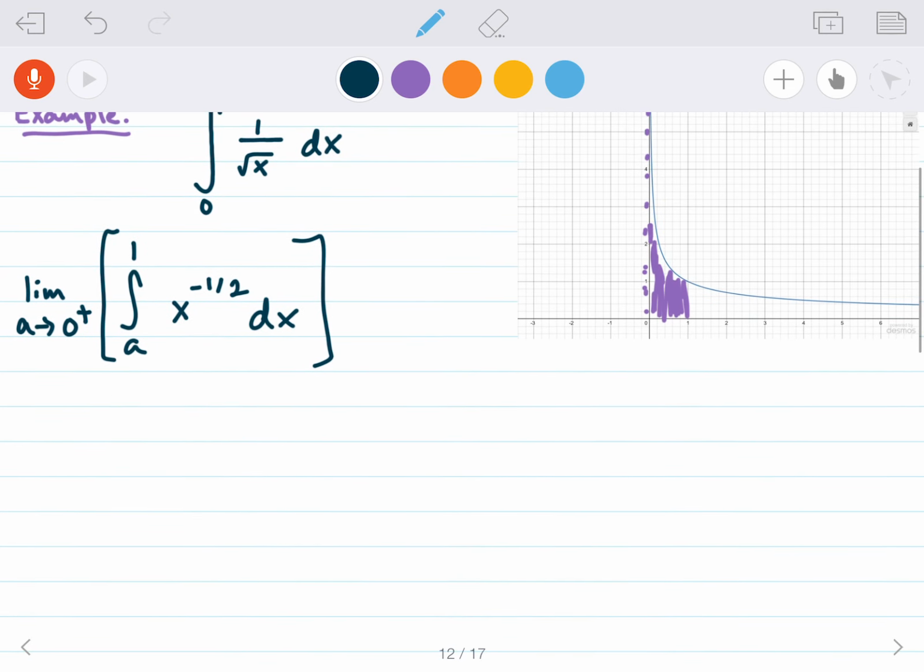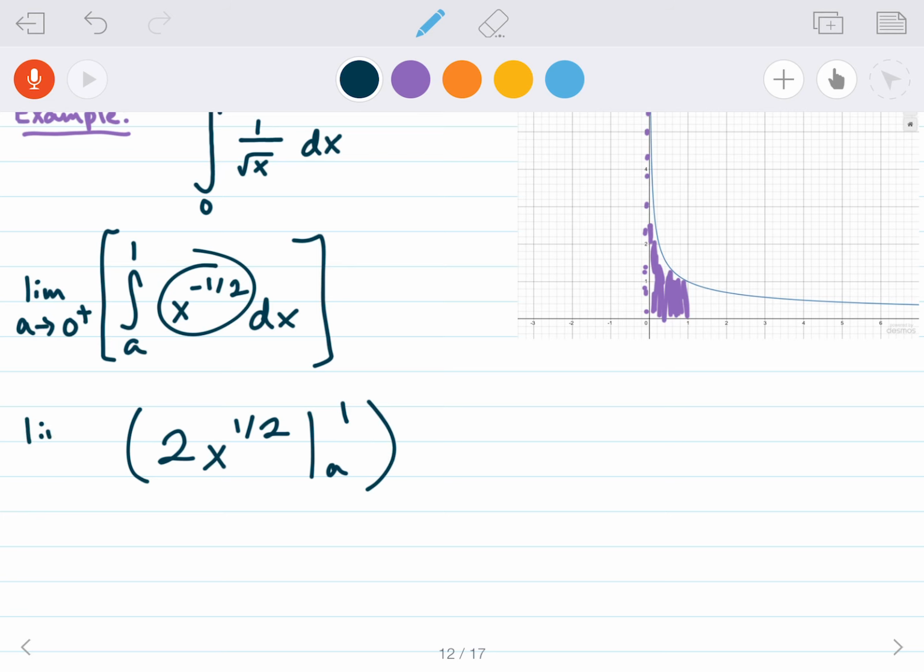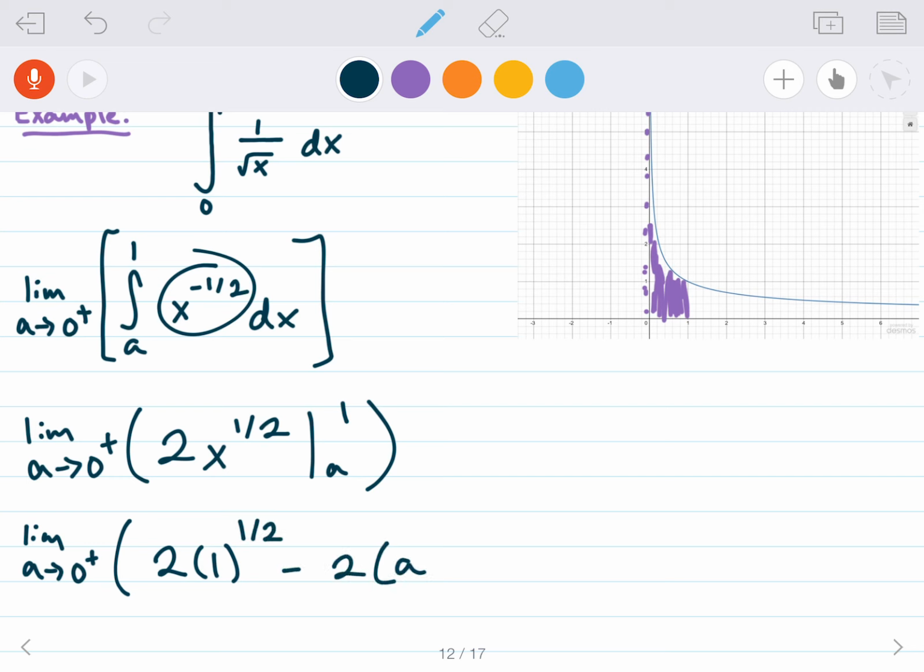All right. So this is a pretty simple integral to evaluate. All we do is add 1 and divide by whatever we get when we do that. So we do x to the 1/2 divided by 1/2, which is the same thing as multiplying by 2. And we're going from A to 1. So evaluating at these limits, I have 2 times 1 to the 1/2, or square root of 1, minus 2 times A to the 1/2.